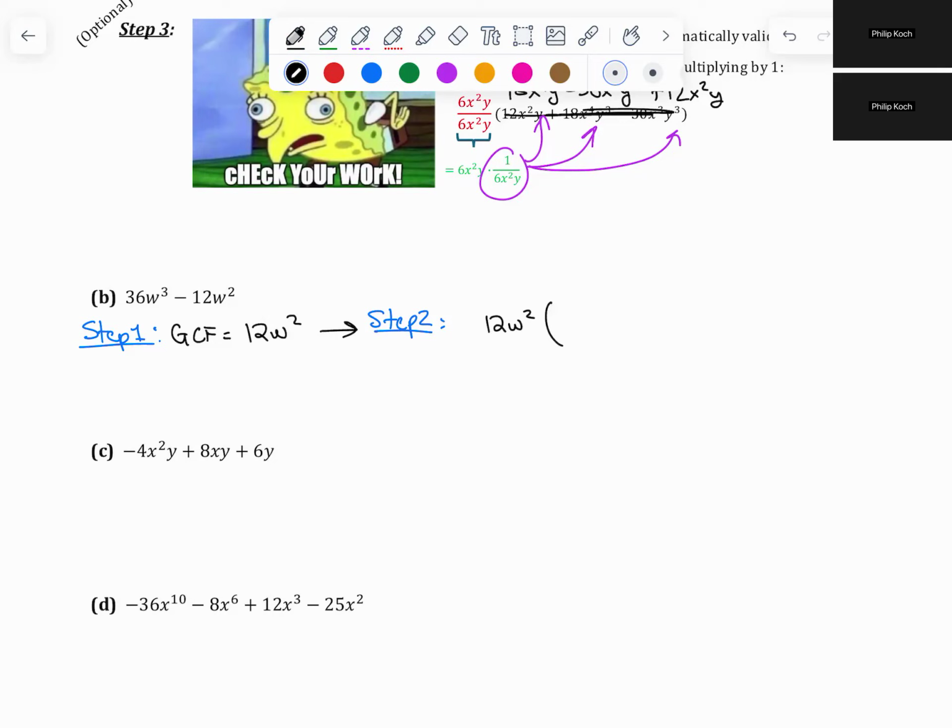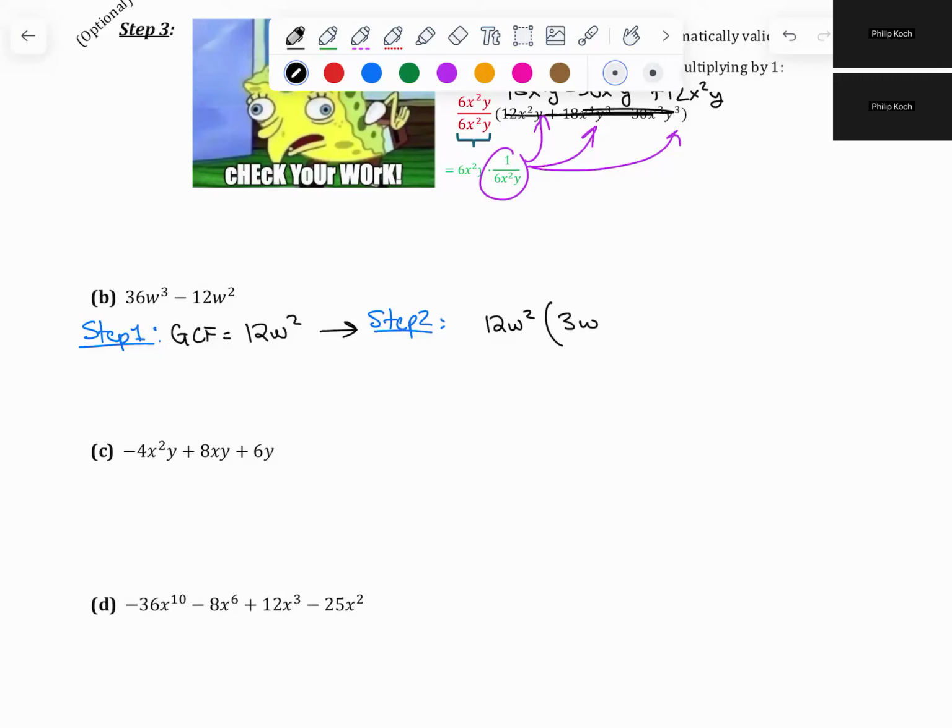This is how I'm doing it in practice. In my head, I say, okay, how many times does 12 go into 36? 3 times. So I write a 3. And then how many times does W squared go into W cubed? There's a remainder of a W.